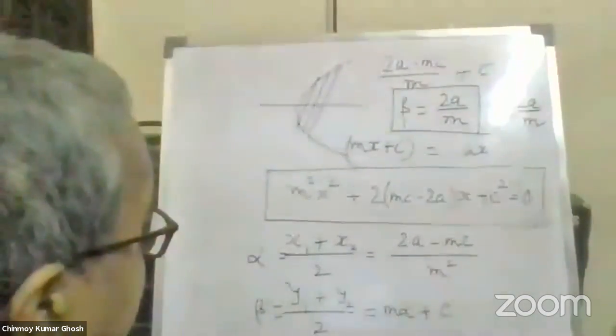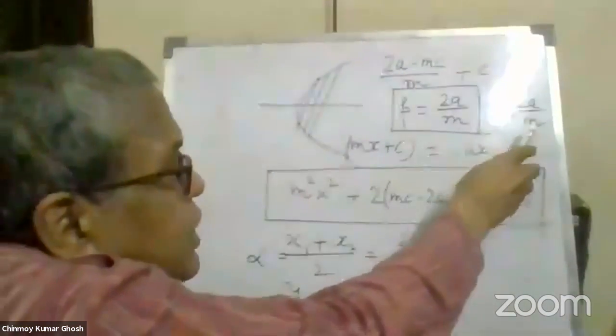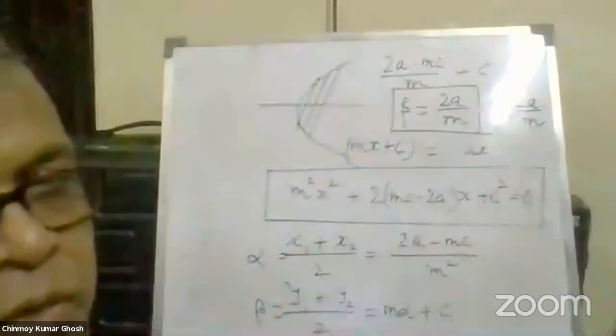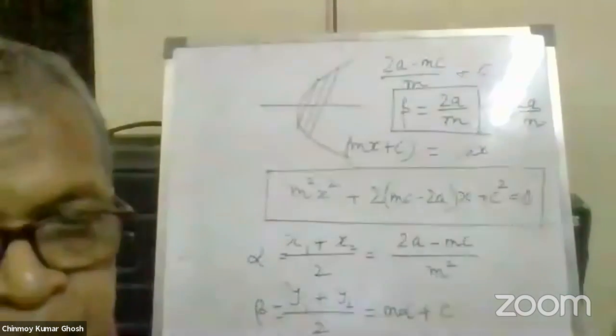Sir, is the diameter necessarily parallel to the axis? Yes. It can have many diameters, but the diameter will be parallel to the axis. Because if the slope of the system of parallel chords is equal to m, the diameter will be y is equal to 2a by m. So y is equal to a constant, which means it would be parallel to the axis of the parabola. But m can vary, right, sir? For different sets of parallel chords.